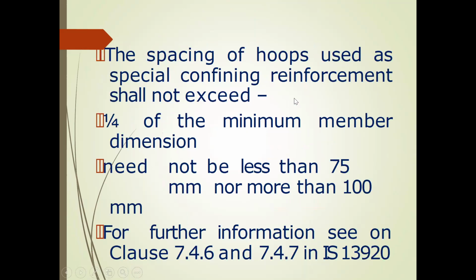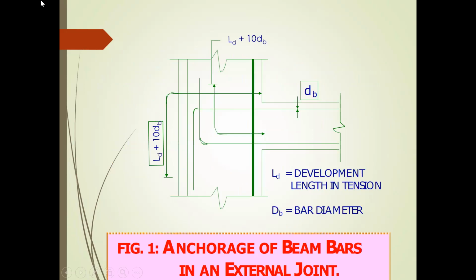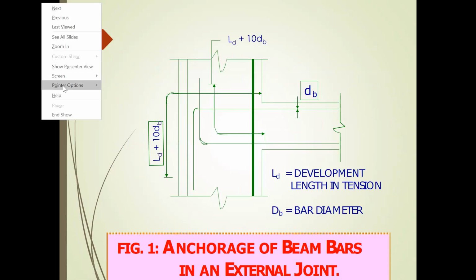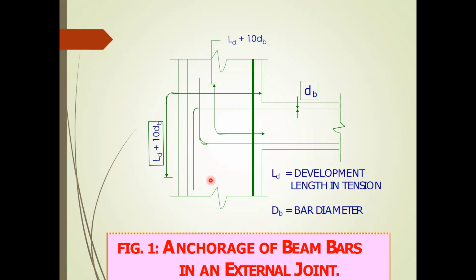The spacing of the hoops in the special confining reinforcement shall not exceed 1/4 of the minimum member dimension, and need not be less than 75 mm and not more than 100 mm. For further information, you can refer clauses 7.4.6 and 7.4.7 of IS 13920. Here, the anchorage of the beam bar, how it is to be provided, you see here. Ld plus 10 dia, that means development length plus 10 dia.